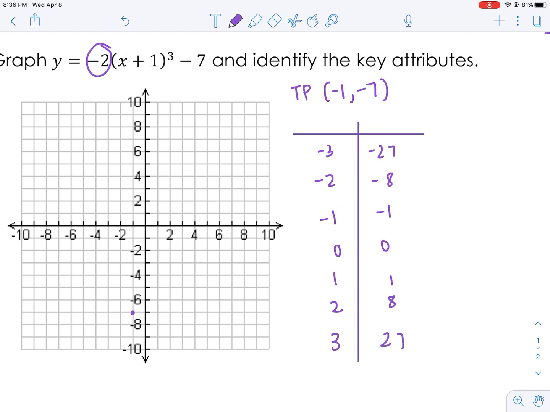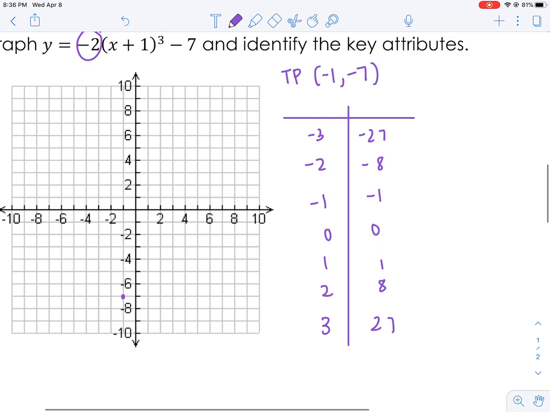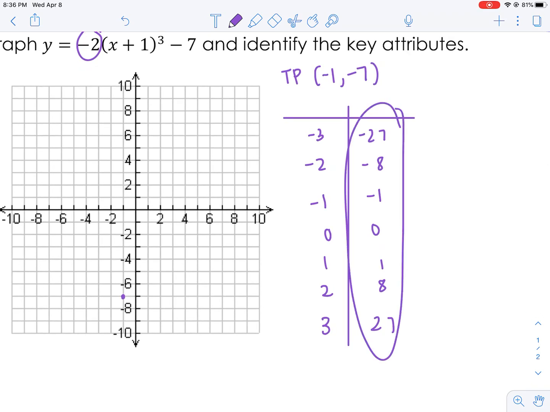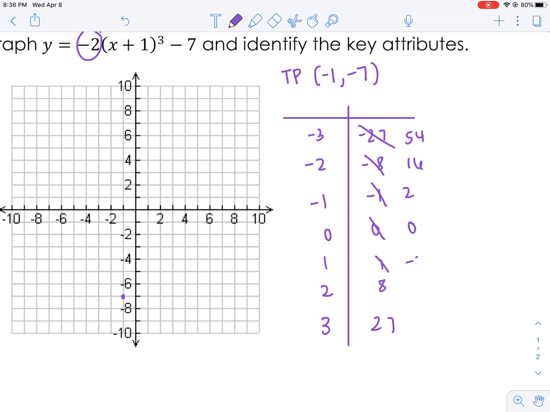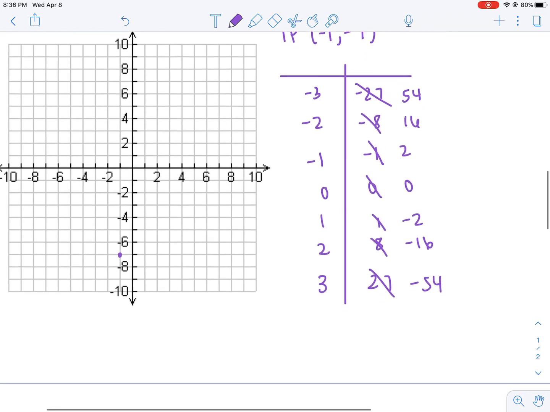And I wish I could bring you all Post-its and you could write this down on the Post-its, so that'd be way easier. But now I'm going to take all of these and they're going to be multiplied by -2. So now I'm going to have +54, +16, +2, that still stays 0, -2, -16, -54.